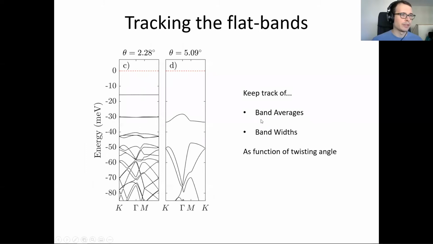And we're just going to keep track of the average band value and the average bandwidth and see how that changes as a function of twist angle. So for example, this band here, I would say has an average value of about -30, and it has a bandwidth of about 10 or 5 MeV. Of course, the computer does a much better job than I do just looking at the picture.